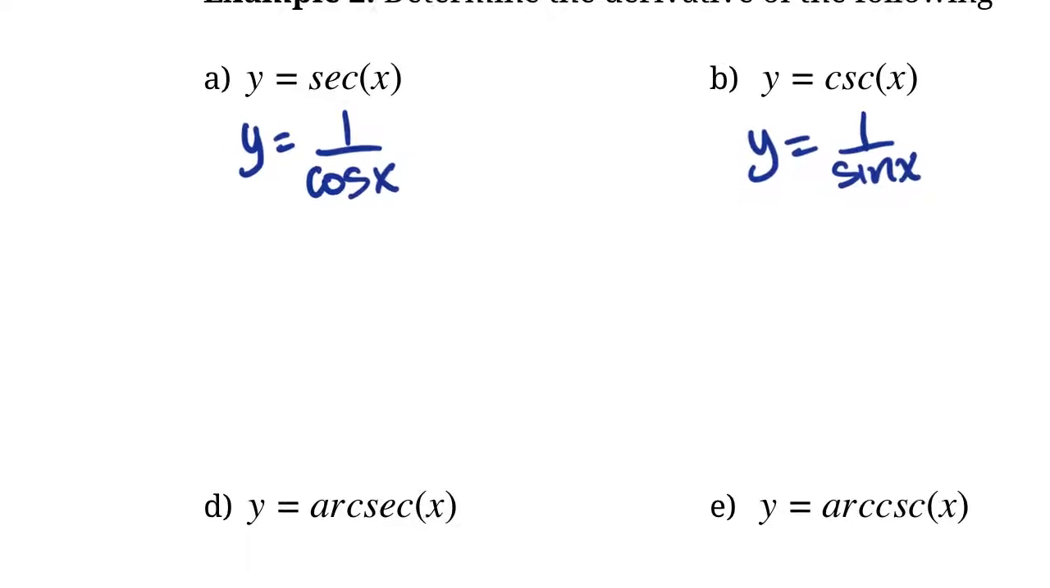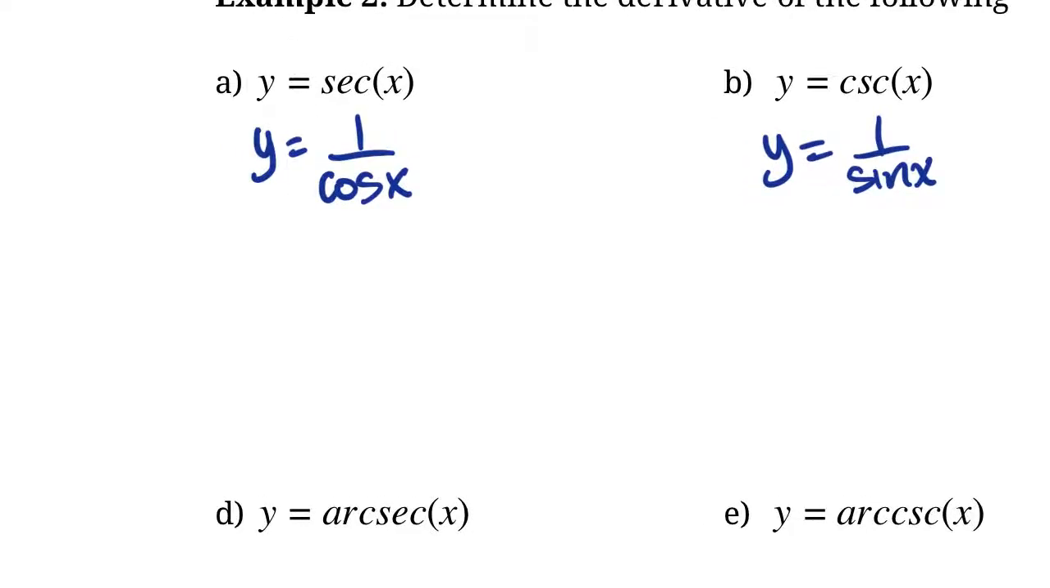Okay, if you're stuck or if you've already found the answers, let's just go through it together. So I'm going to actually rewrite this as cos x to the -1. And this, again, is why we don't like using that cos -1 of x as our inverse cos, because this -1 actually just means reciprocal, right?